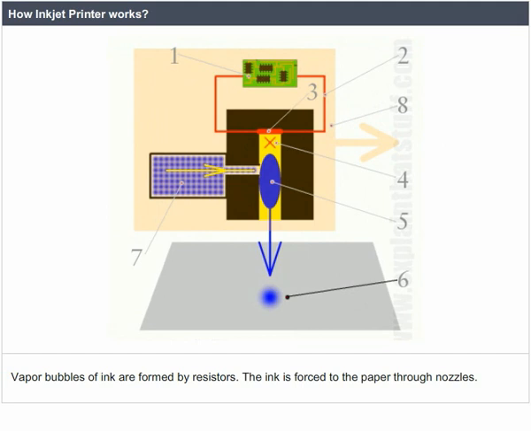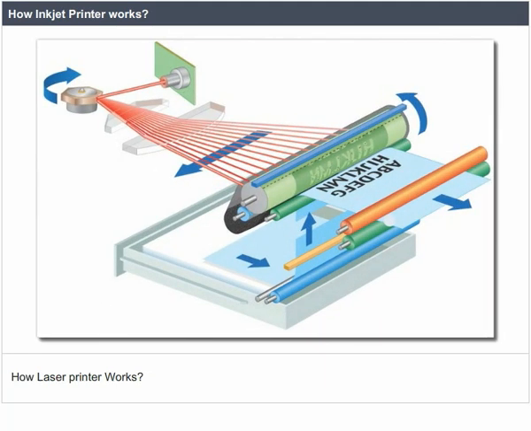Let us see how a laser printer works. Paper is fed and the drum rotates. A laser beam conveys information from the computer to a rotating mirror, and thus an image is created on the drum. The charges on the drum are ionized and the toner sticks to the drum. Toner is transferred from the drum to the paper. Heat is applied to fuse the toner on the paper.